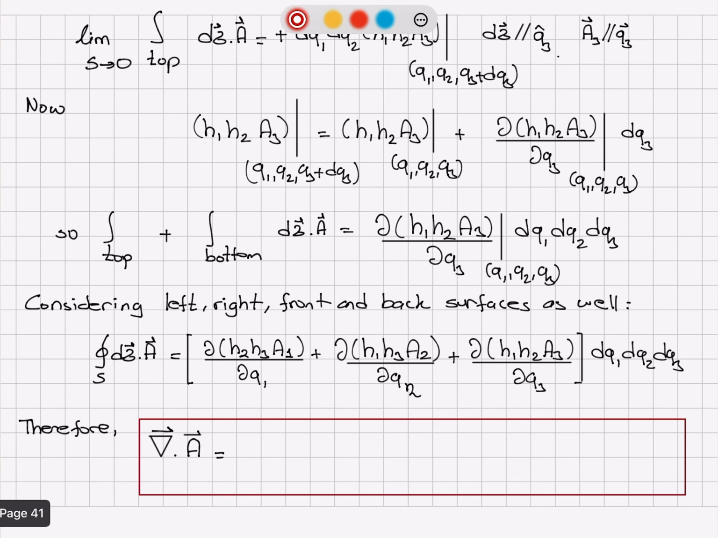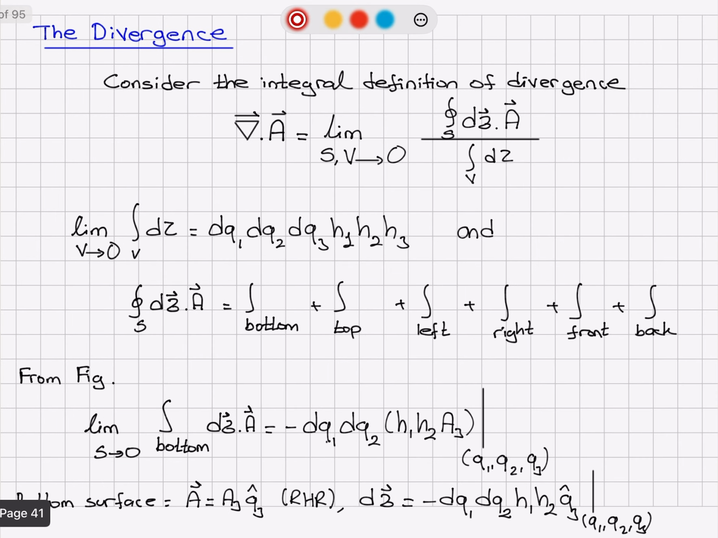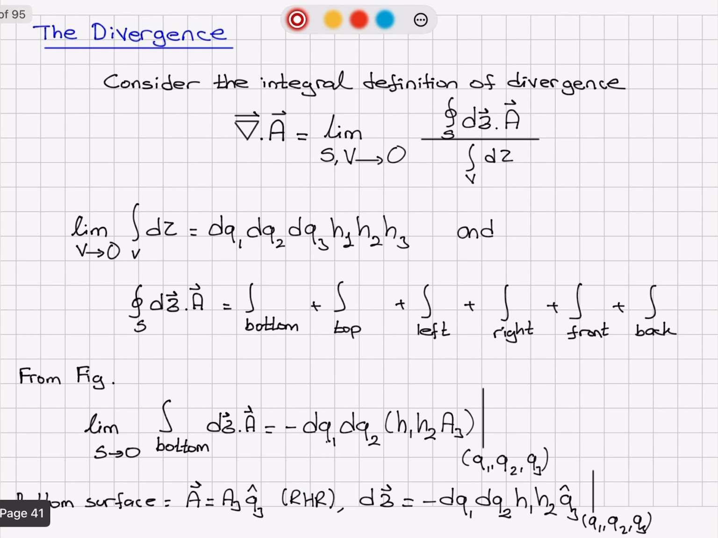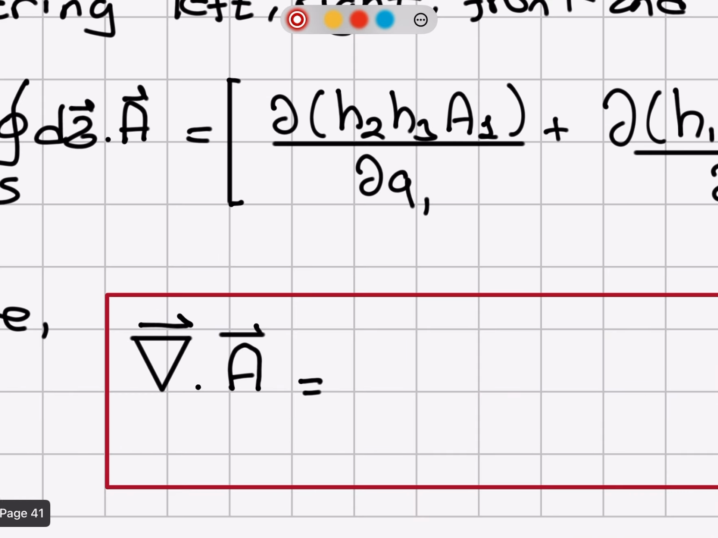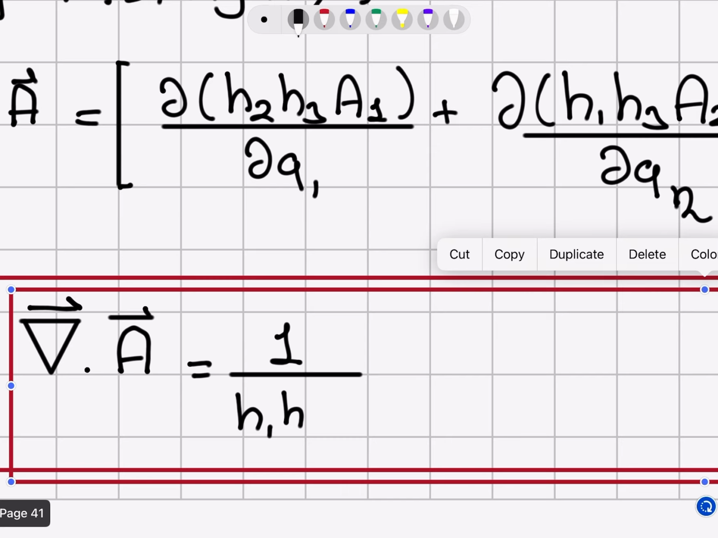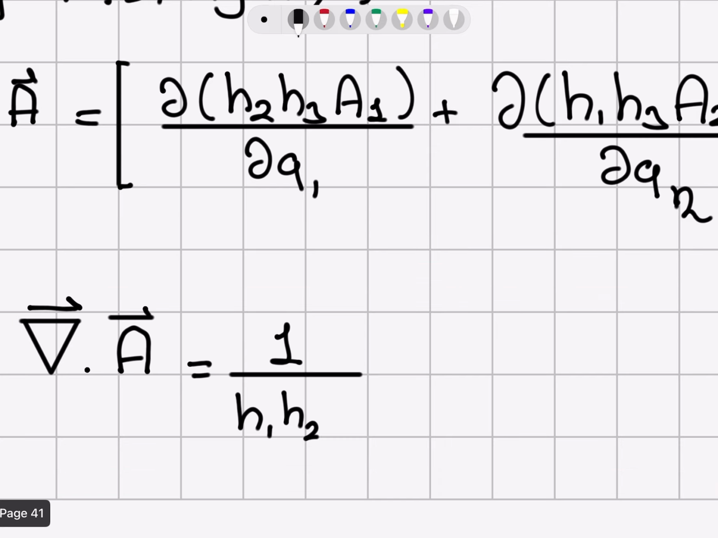All right. So the top of this ratio, the closed surface integral, d sigma dot A, gives me this contribution. The bottom, which is the integral d tau as v goes to 0, is d tau basically: dq1, dq2, dq3, h1, h2, h3. So these will cancel, and I will have 1 over h1, h2, h3 remaining here. Therefore, the divergence of A in a curvilinear coordinate system is found by looking at this ratio, 1 over h1, h2, h3.